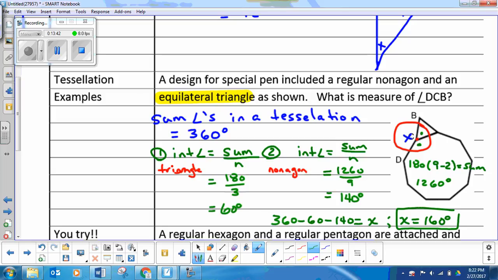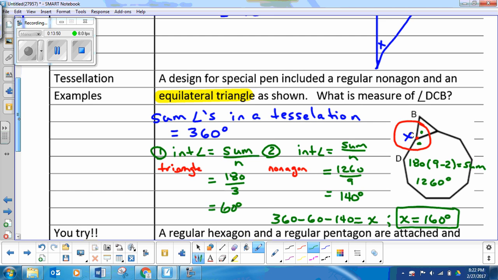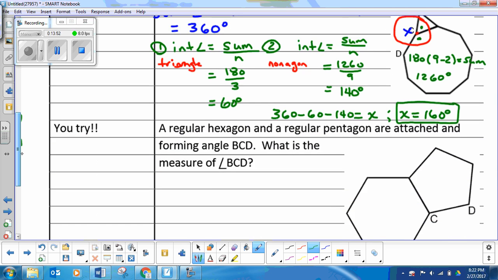So tessellations look a little scary. A lot of times they do these sort of funky pictures, but in the end, we're just using all the stuff we've learned about angles of polygons.